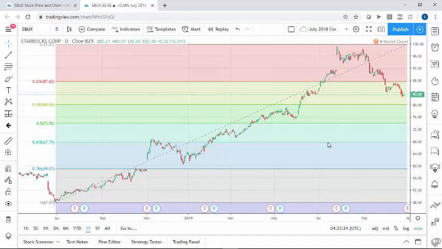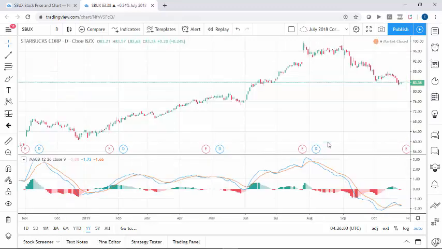Do I think we'll retrace this 100%? No, not at all. But I do think that the case can be built for a somewhat bearish pattern before we really pull up and exit.